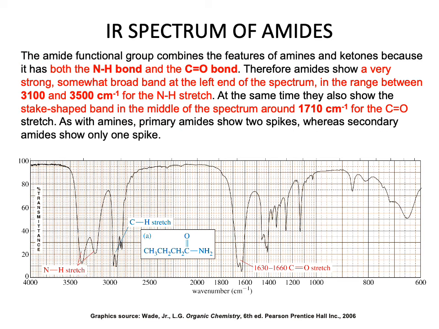And for amides, you would see both the stretch for the NH and the CO double bond visible. A very strong, somewhat broad band at the left end of the spectrum in the range between 3100 to 3500 for NH, and around 1710 for the CO double bond. That's for amides.